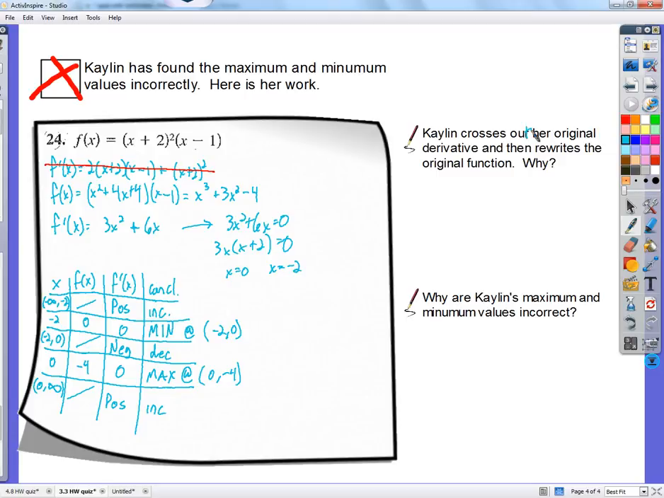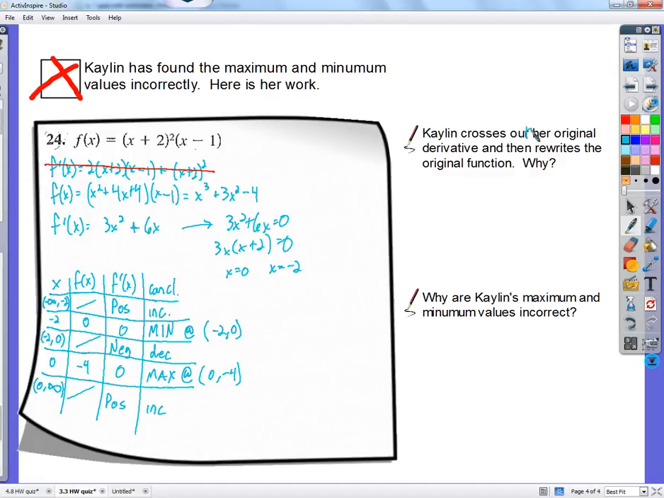I don't like it. So what she did instead was take f, the original f, and then multiply those two together, right? And do x plus 2 squared, then multiply x minus 1, and get a new function, a cubic function, and take the derivative of that. Much easier to take the derivative than to set it equal to 0 and solve.